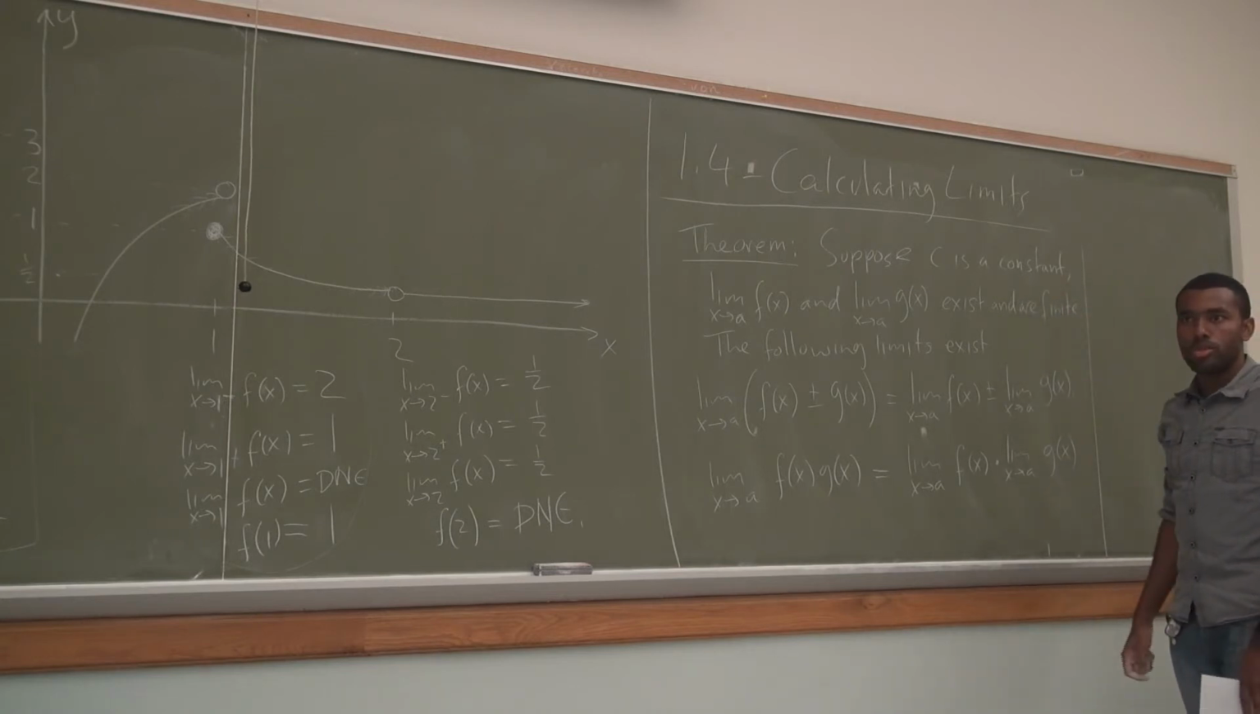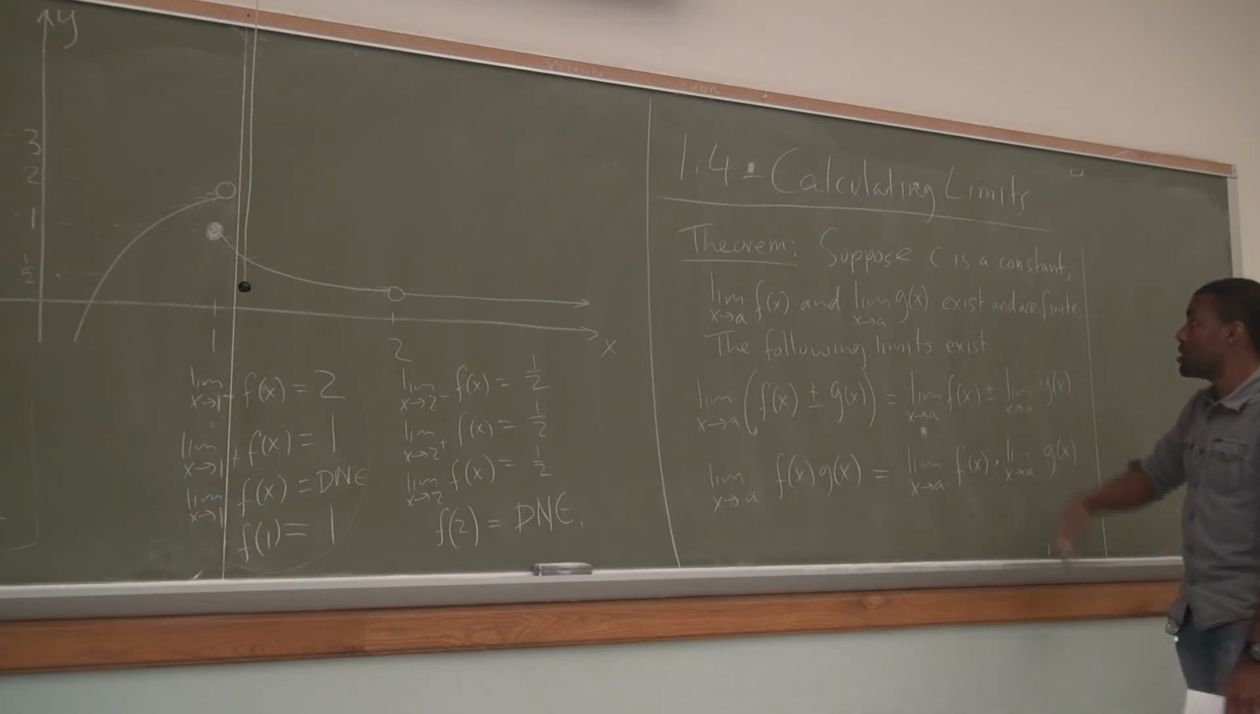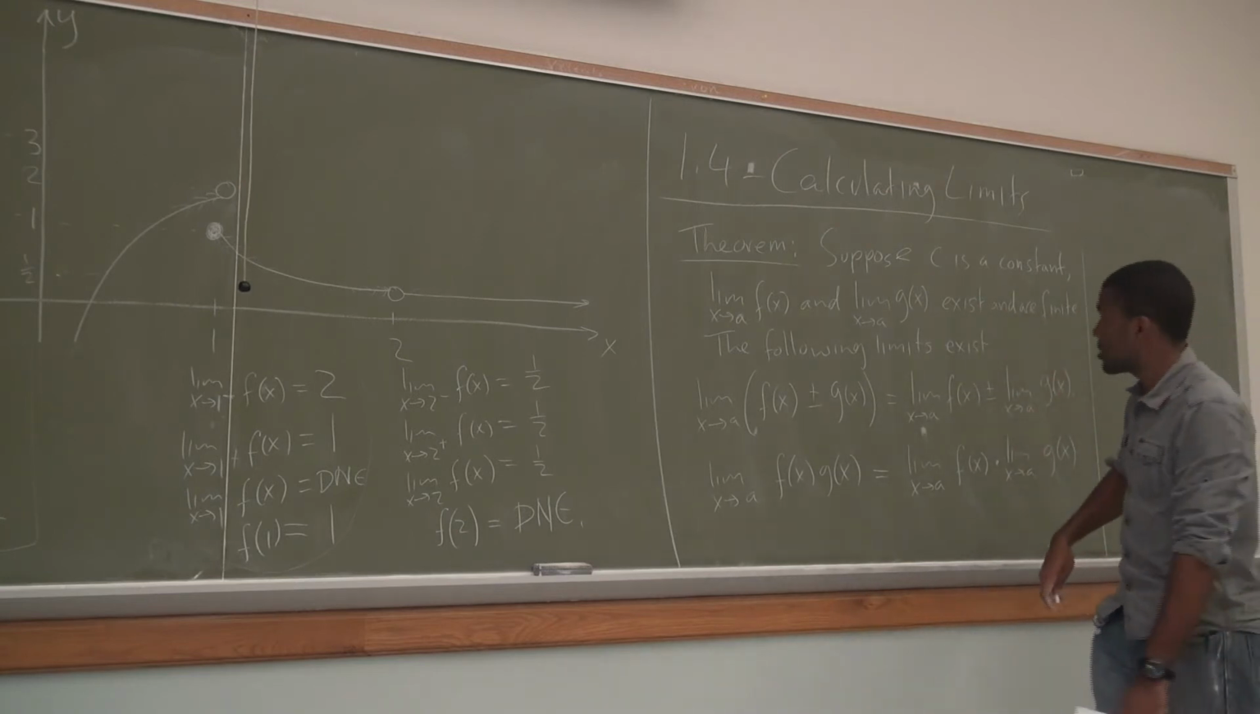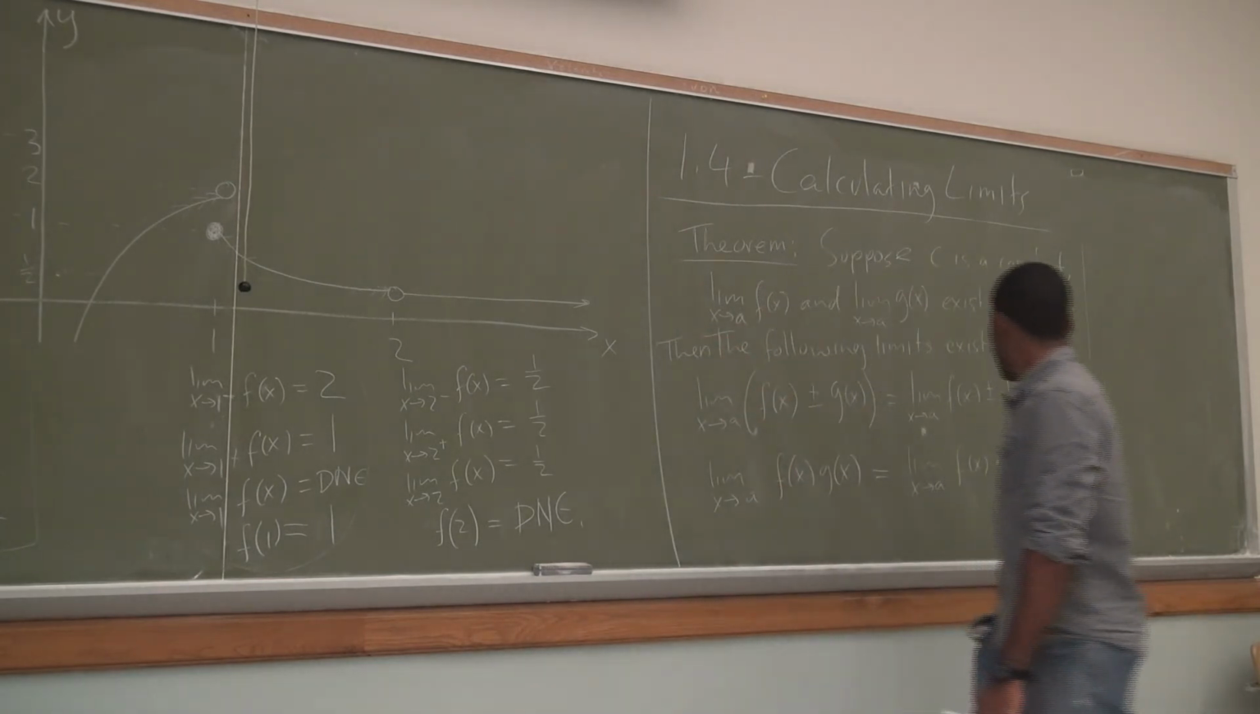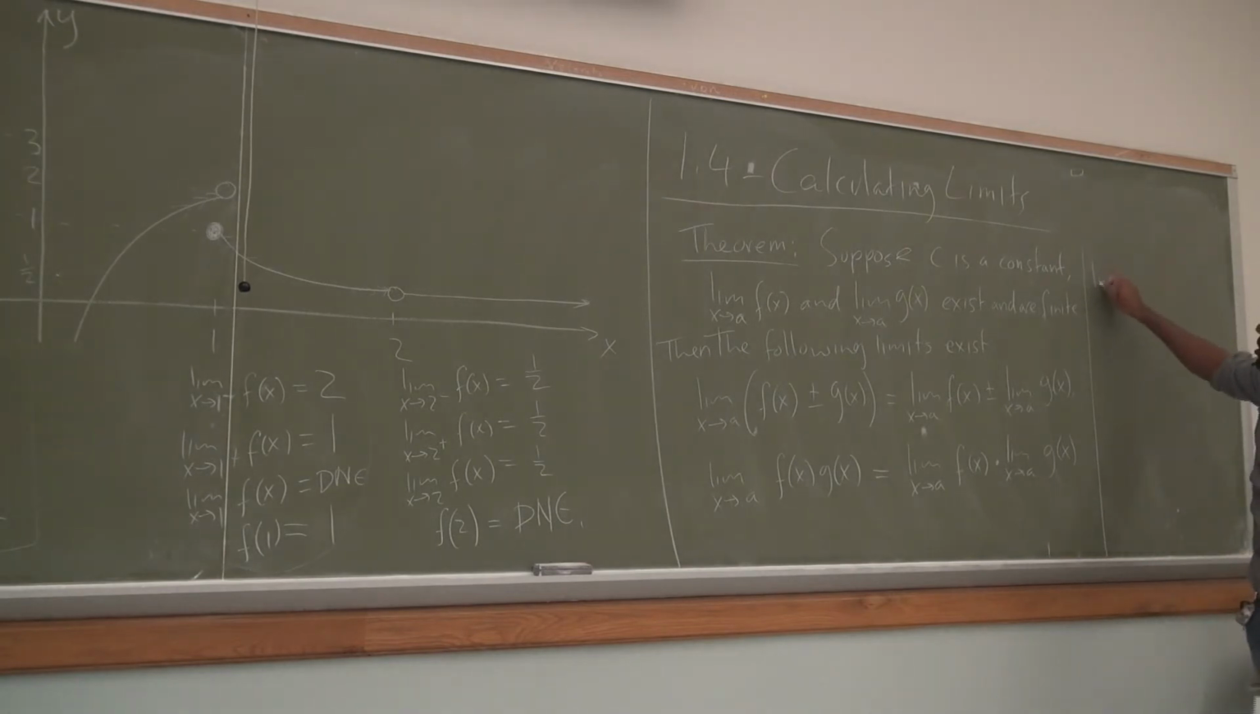Infinity sort of messes up this rule, so it doesn't count if they're infinity, right? So they exist and they're finite numbers. Then the limit of the division of the functions is equal to the limit of the top divided by the limit of the bottom, provided the limit of g of x is non-zero.